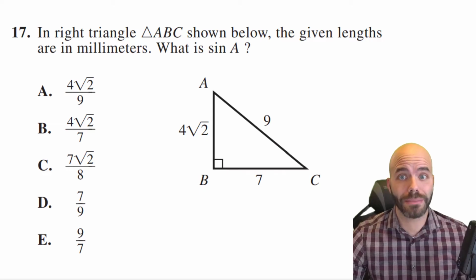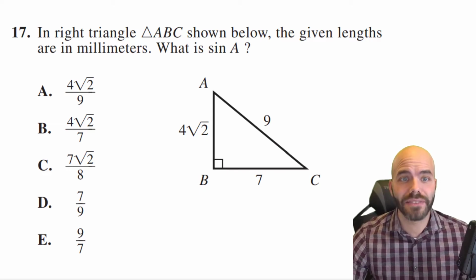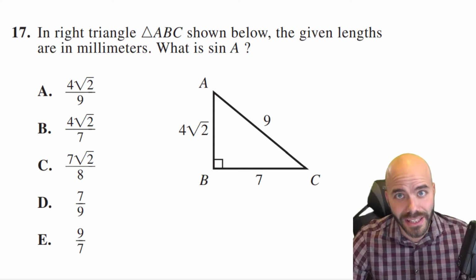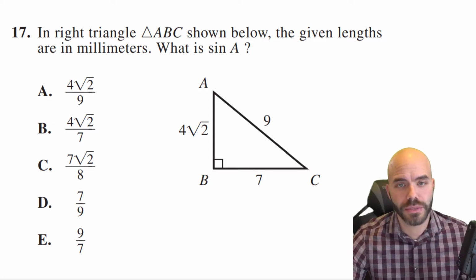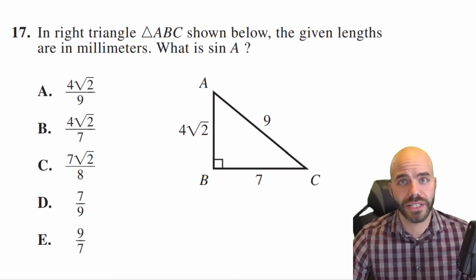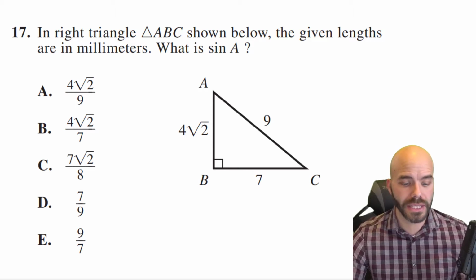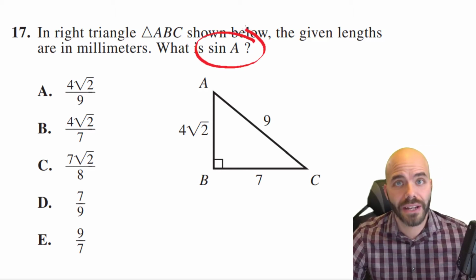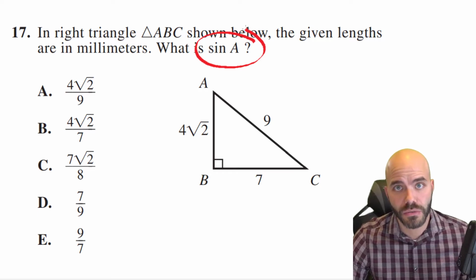All right, number 17 says, in the right triangle, triangle ABC shown below, the given lengths are in millimeters. What is sine A? Okay, to do this problem, there's really not a whole lot of calculations. They give you all 3 sides of this right triangle. So basically, they just want to make sure you know how to find sine of an angle in a right triangle.